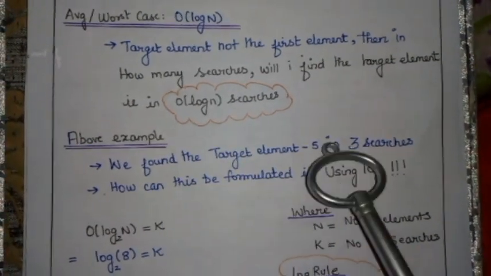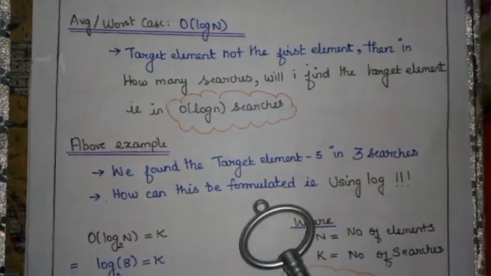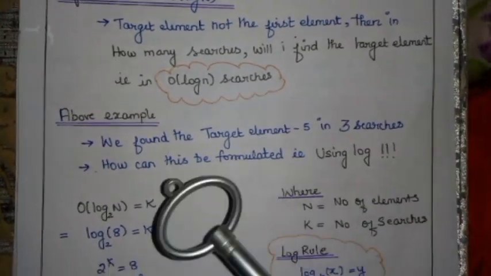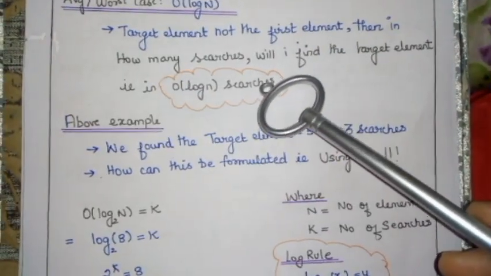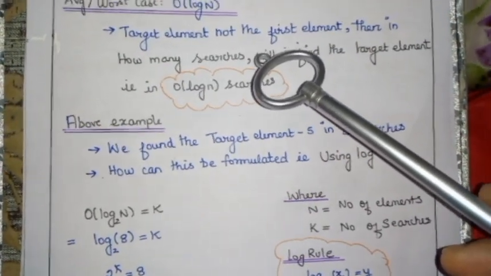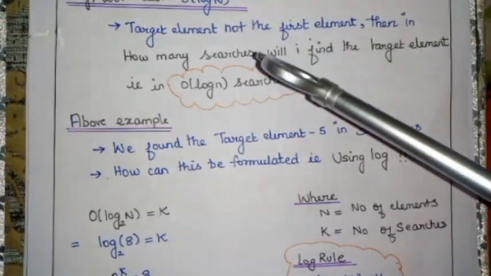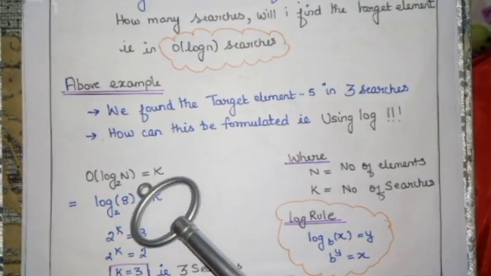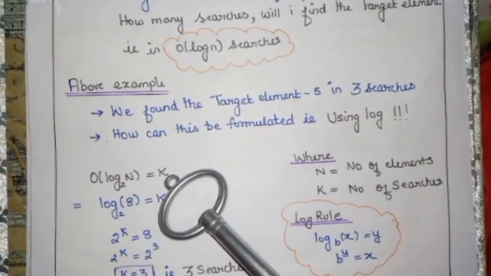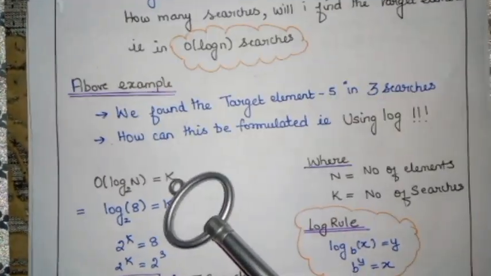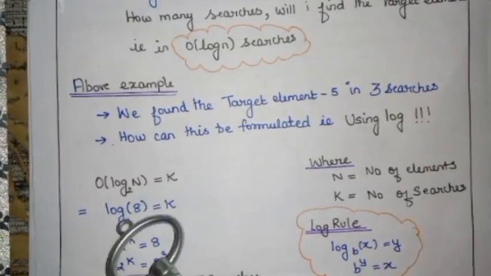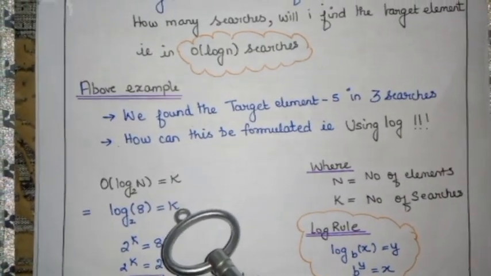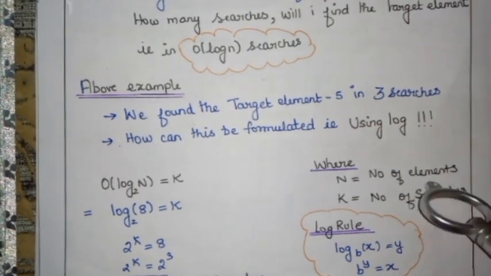We found the target element 5 in 3 searches, right? Then how can this be formulated? Using the log, we can formulate the above logic of finding the target element, and in how many searches. So let us see this. Big O of log n equals k. I'm going to assign a variable k to this log. Now my n is 8 here, right? K is the number of searches, n is the number of elements.